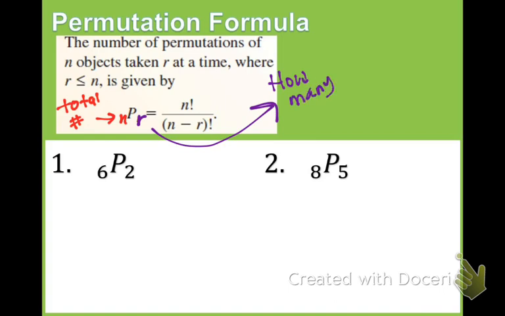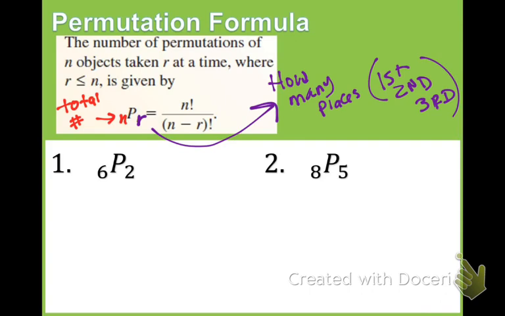How many places. That could include first, second, third. That could include president, vice president, and so on. That could include how many places on the bookshelf. So there were 7 books, 7 places on the bookshelf. So anywhere you see an N, you're going to plug in the total number. Anywhere you see an R, you're going to plug in the smaller number, how many places there are.